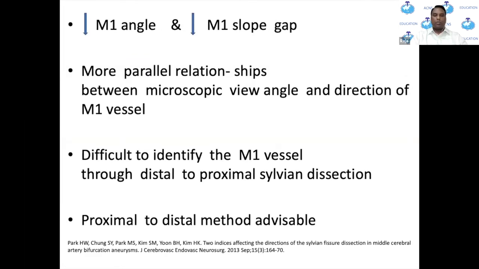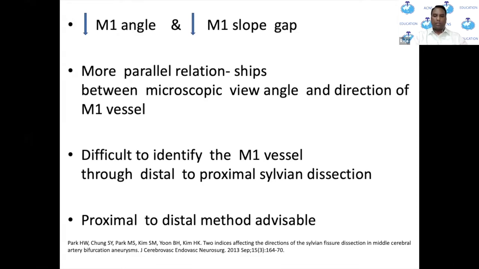Now, this is one beautiful article by Park et al., who have analyzed how to find M1. That is, they have described the low angle of M1 and low M1 slope. When the angles are low, your vision through the microscope is parallel to that of the M1.